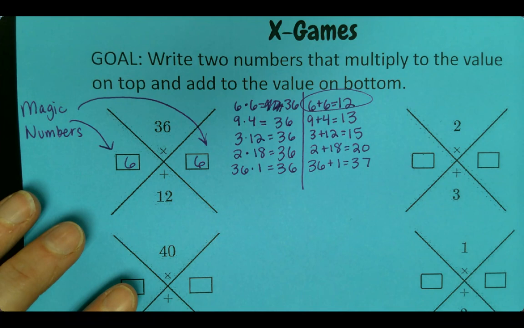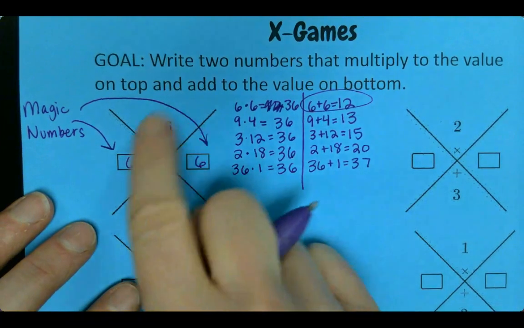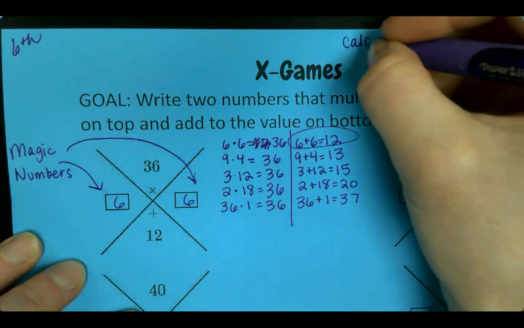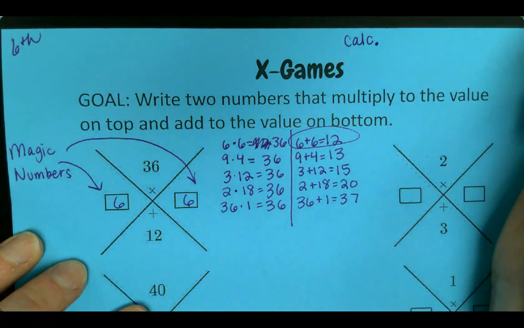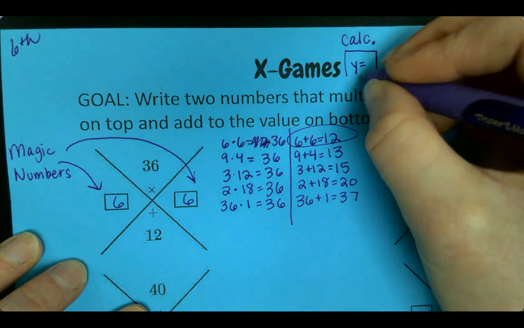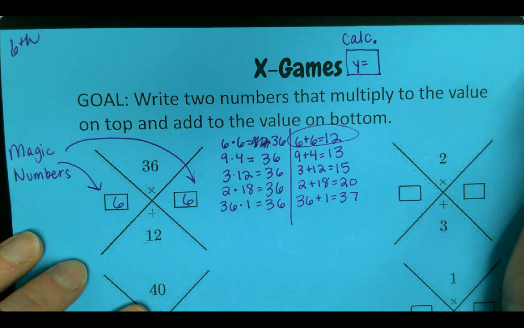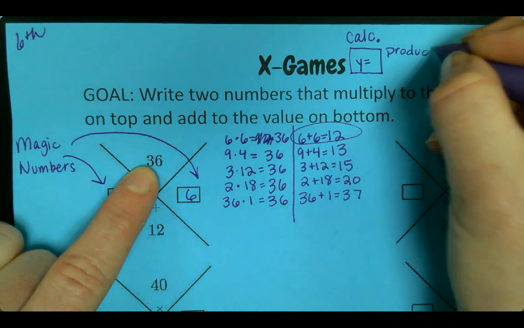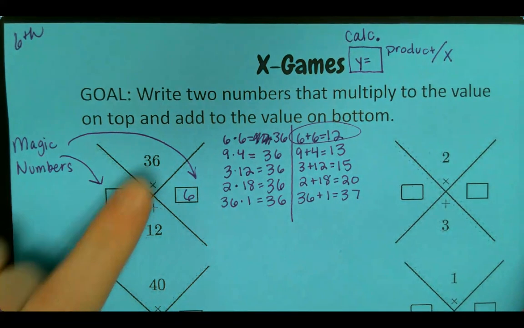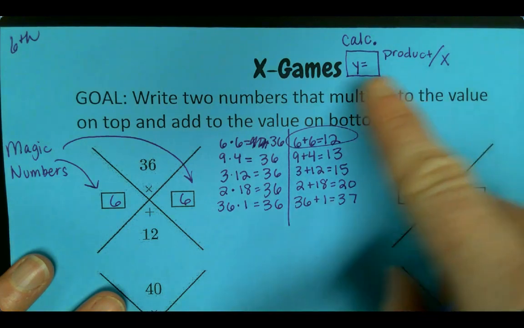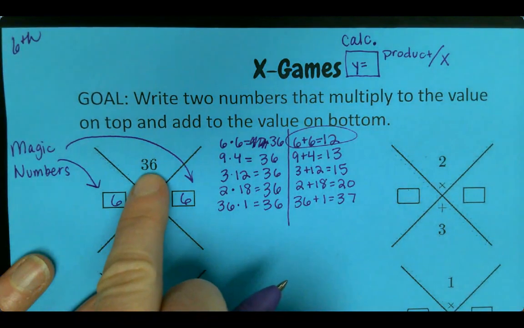I'll give you a little shortcut for finding all the factors of a particular number using the calculator. Okay, so up at the top, just write calc shortcut. You're going to use the y equals button. And in y equals, we're going to put the number that's on top, which is called our product, divided by x. This is going to give us all the factors of that number. Let's say 36. This is our product.